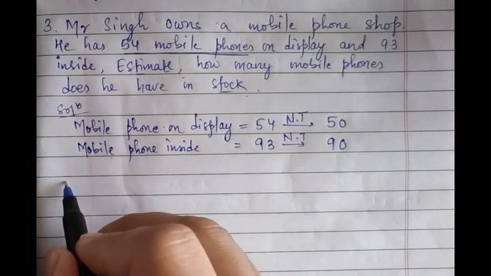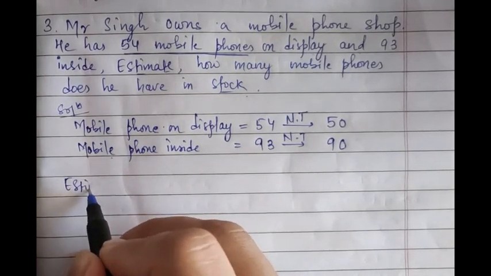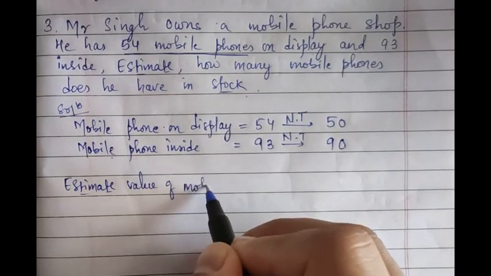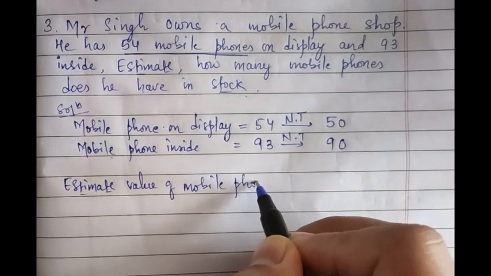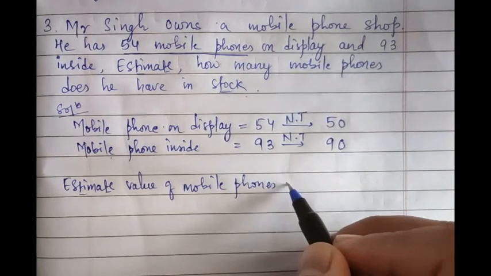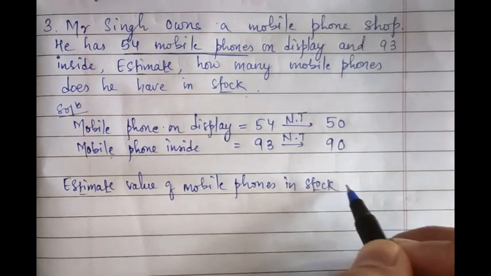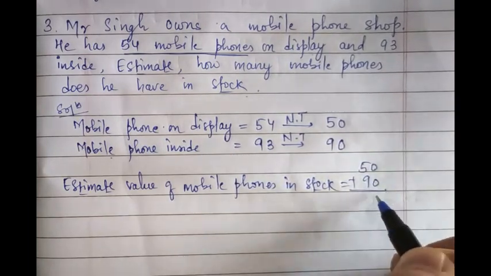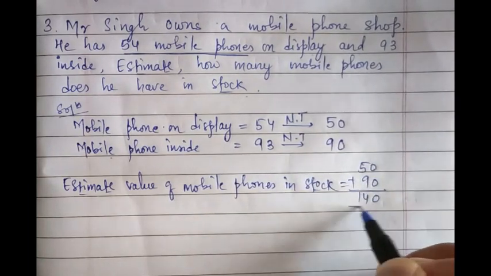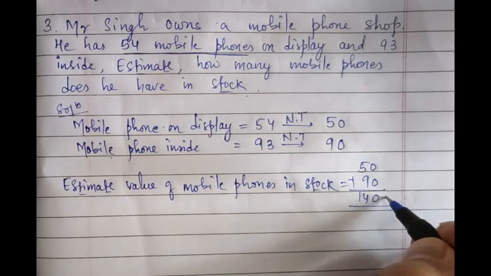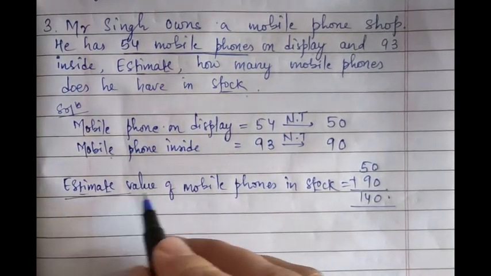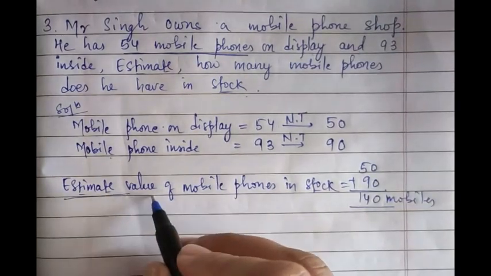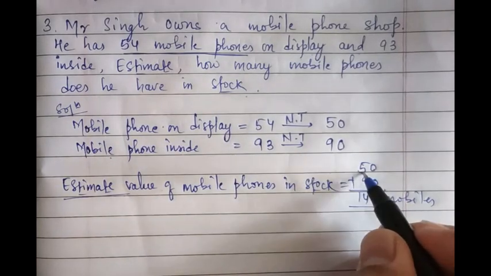So the estimated value of mobile phones in stock is equal to 50 plus 90. 0 plus 0 is 0, 9 plus 5 is 14. So how many in total he has? Estimated value is 140 mobiles. Estimated value of mobile phones in stock is equal to 50 plus 90.